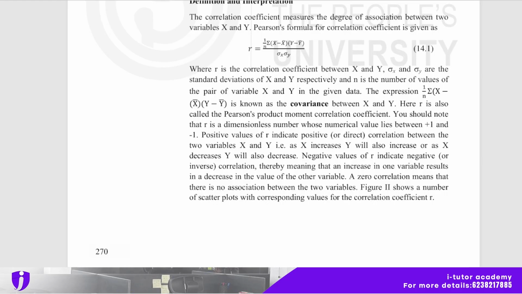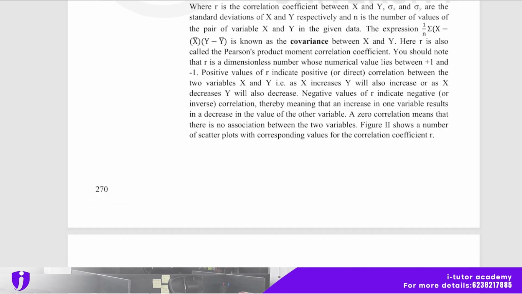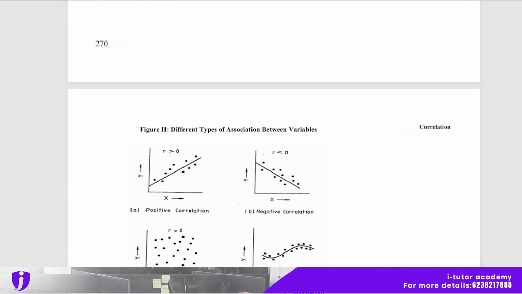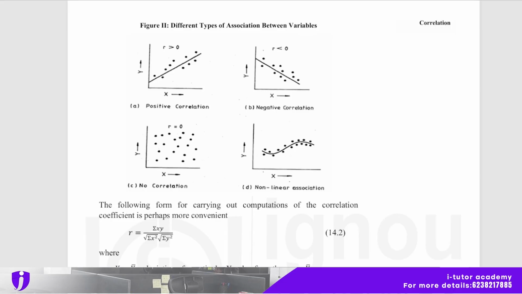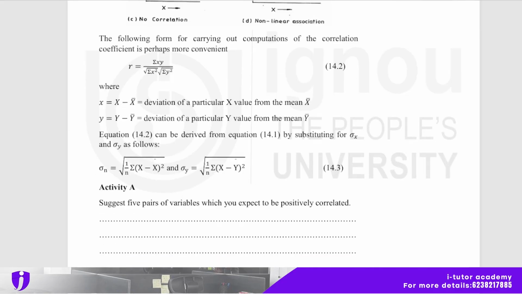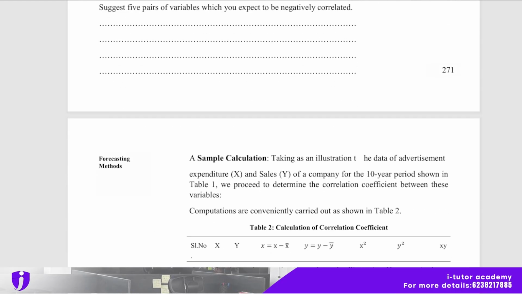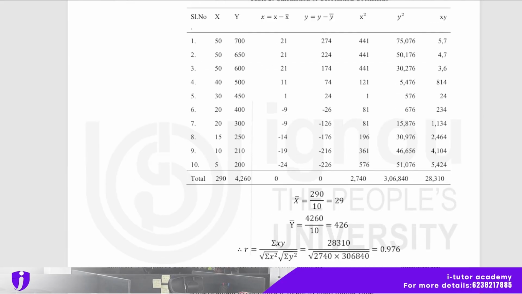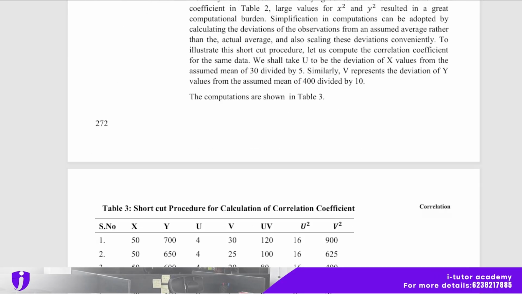The expression is also known as the covariance between x and y. Here r is also called Pearson's product moment correlation coefficient. And here is the second figure, that is different types of association between variables. The following form for carrying out computation of the correlation coefficient is perhaps more convenient. And here is activity A, activity B is here, and a sample calculation also here. So you just go through your MMPC005 material and it will help you for your more understanding.